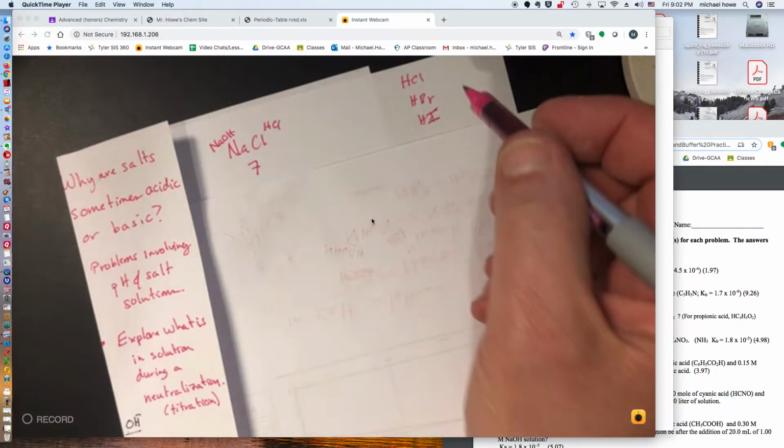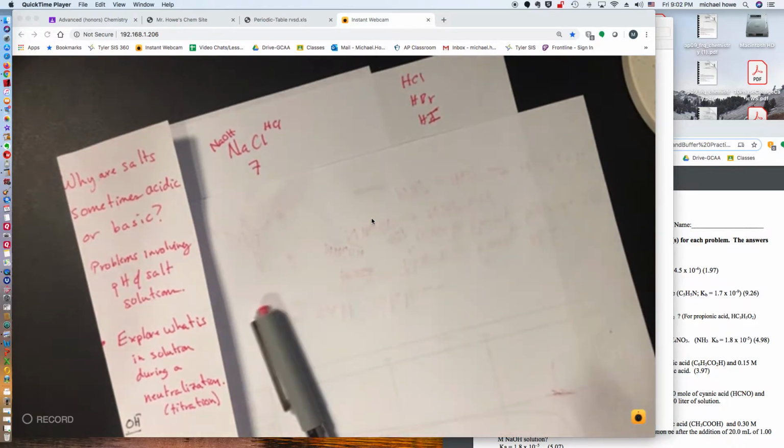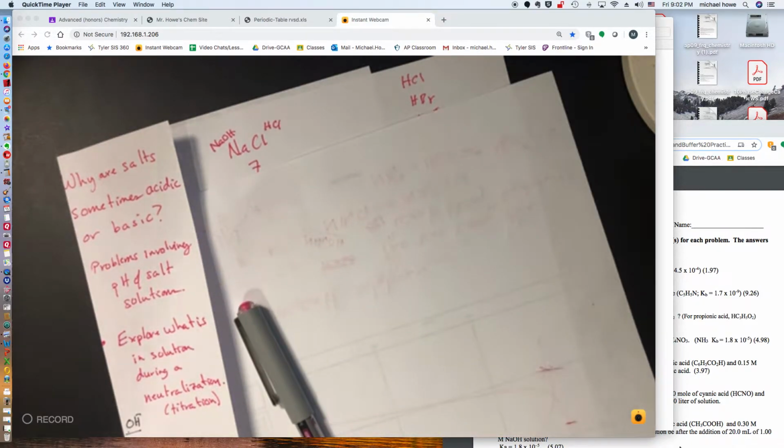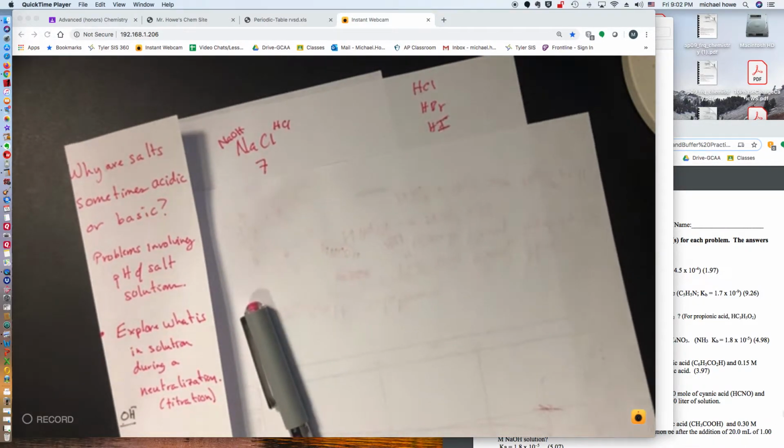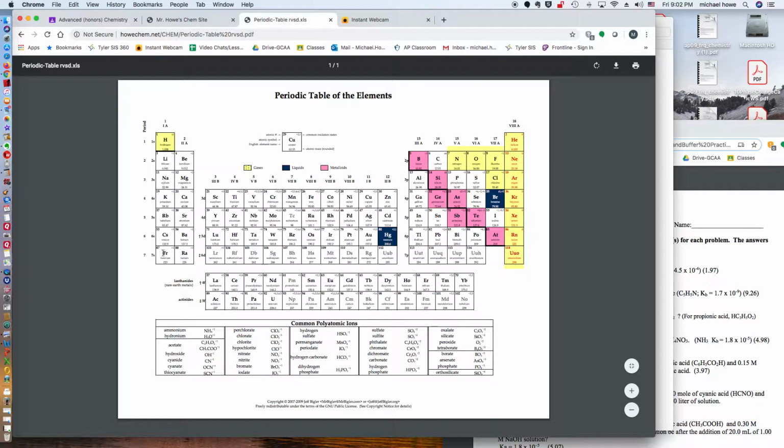Now remember, there were three strong binary acids: HCl, HBr, HI. Other binary acids are weak. And then we also said that group 1 and group 2 bases are considered to be strong bases when they combine with hydroxides. So if you look at group 1 elements, except for hydrogen, and group 2 elements, except for beryllium, they make what are considered to be strong bases. Strong meaning that they separate completely in solution.